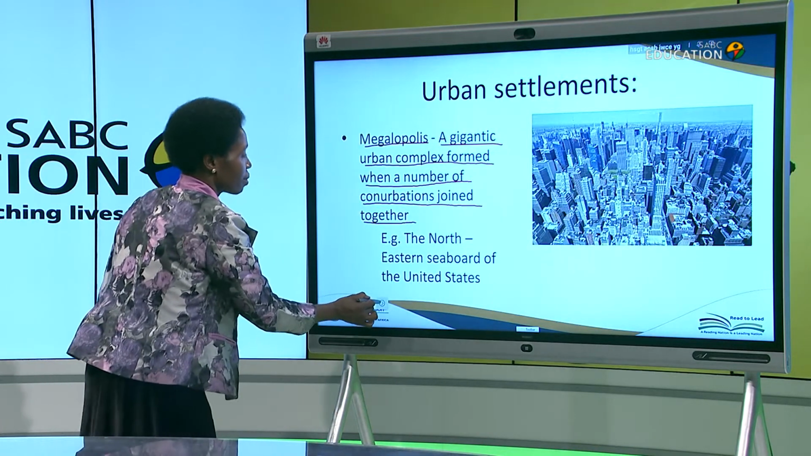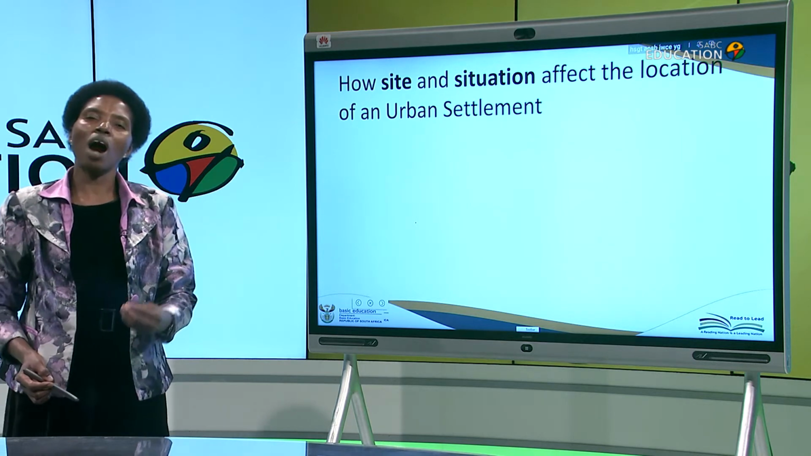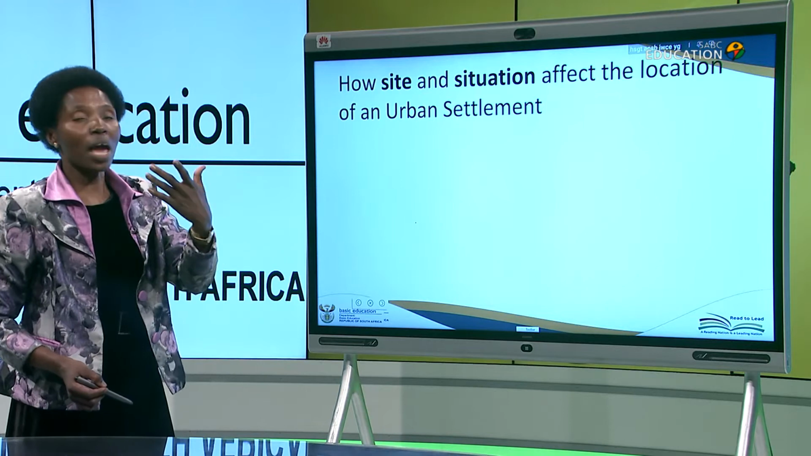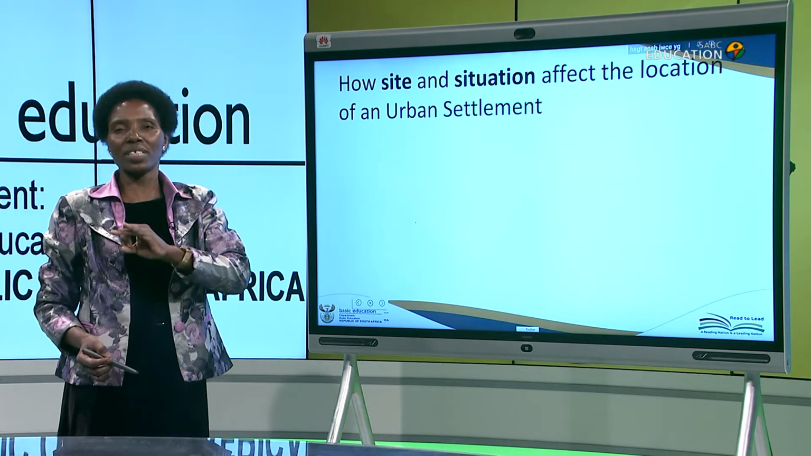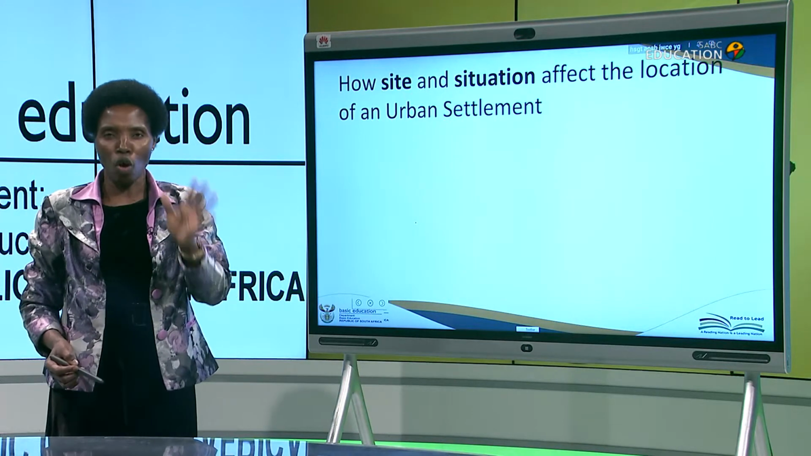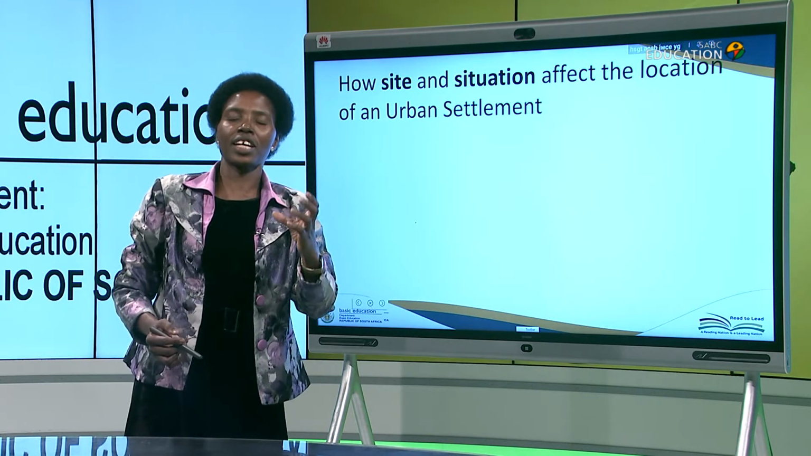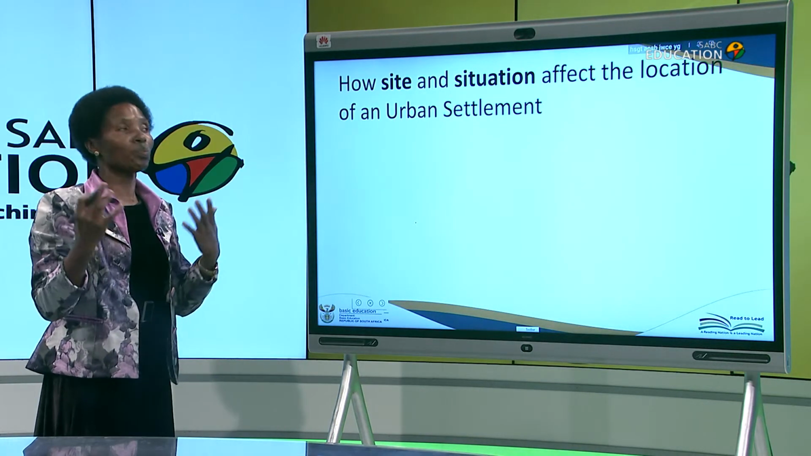Okay, let us look at the next one. Here we are going to look at how site and situation affect urban settlement. Okay, when we look at a site and a situation, there are things that we need to take note of. When we look at a site, we'll define it and we mention the factors that they need to follow when they want to build a settlement.